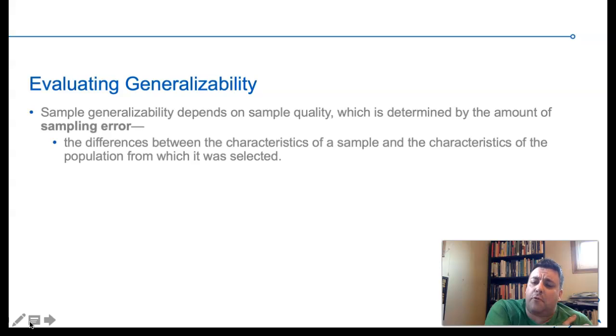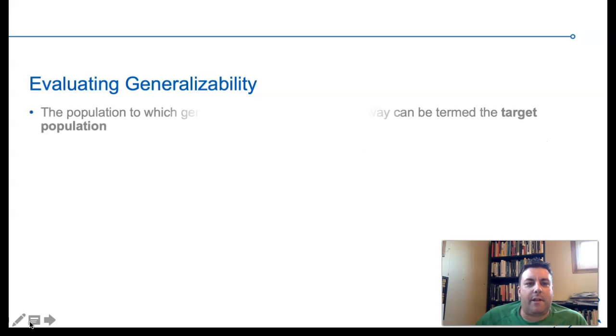The formal term for the difference between the sample and the population is called sampling error, and ideally we want sampling error to be as small as possible. This idea of sampling error actually parallels this idea of measurement error. We want measurement error to be as small as possible. We also want sampling error to be as small as possible.